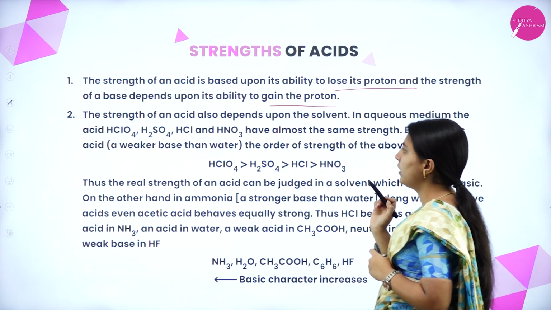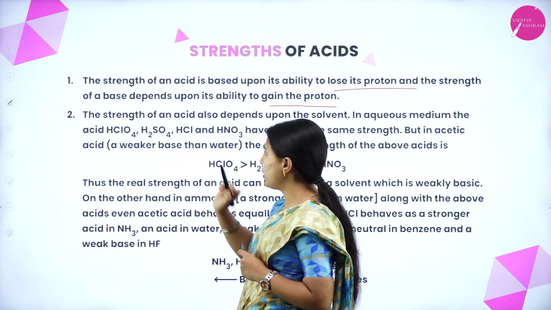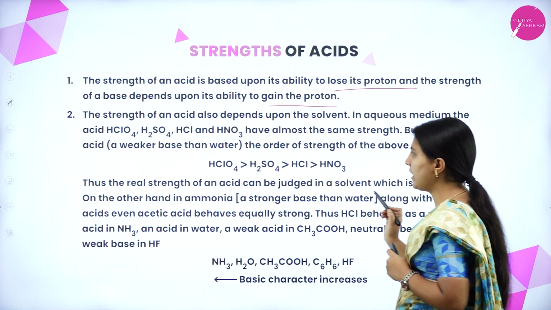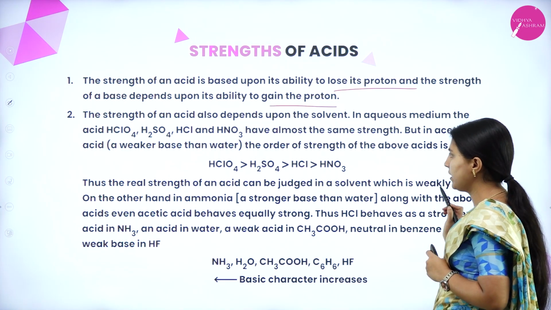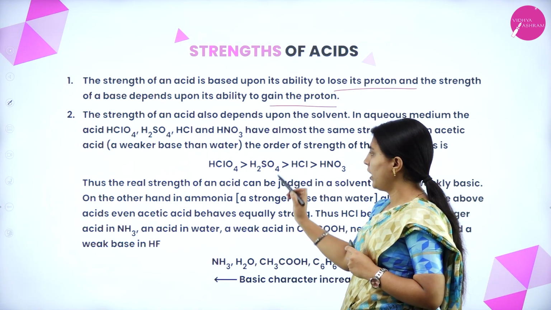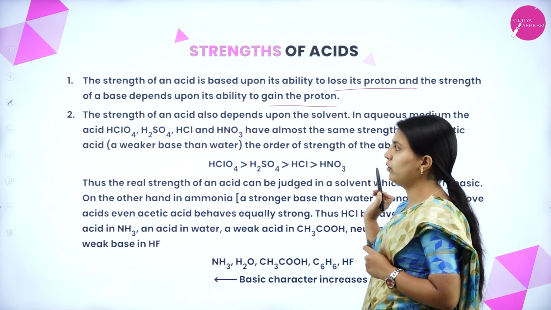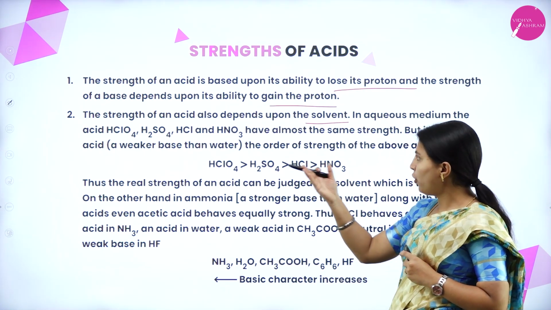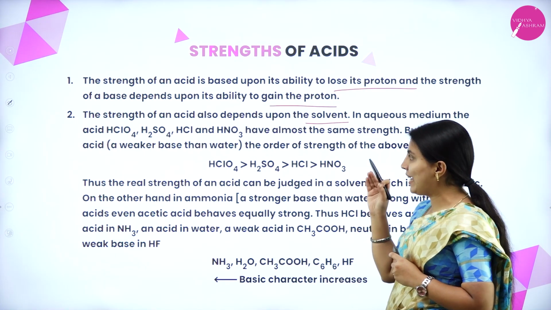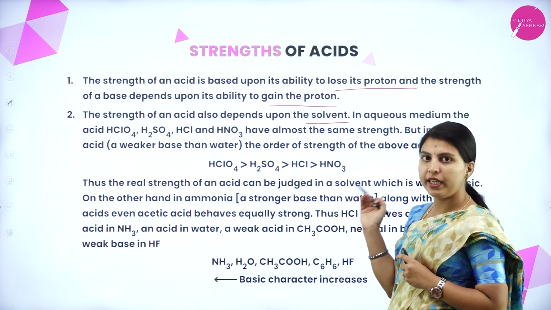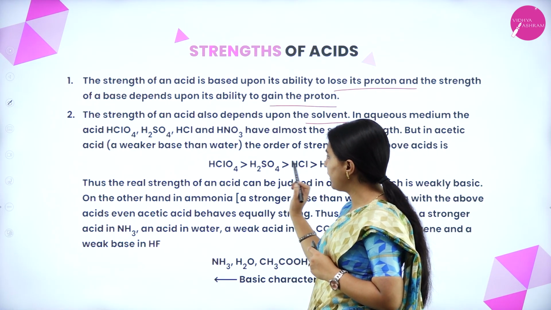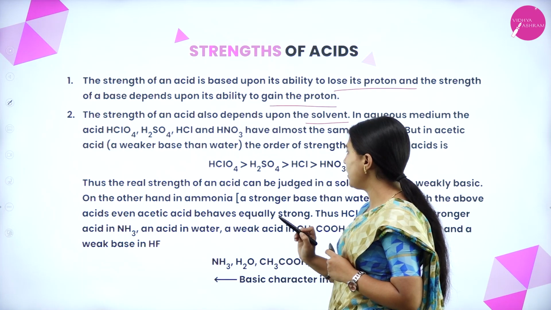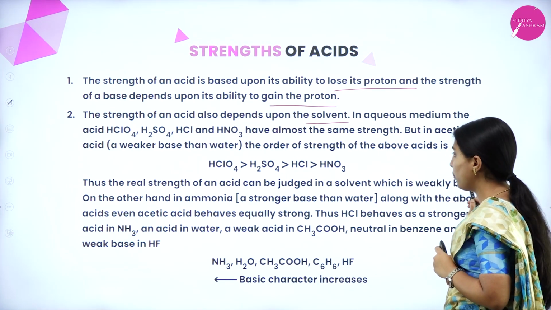In aqueous medium, the acids HClO4, H2SO4, HCl and HNO3 have almost the same strength, but in acetic acid, the order of strength of these acids is HClO4, H2SO4, HCl and HNO3. So the strength of an acid also depends on the solvent. In aqueous medium, these acids have the same strength, but in acidic medium the order differs: first HClO4, next H2SO4, next HCl, next HNO3. Thus, the real strength of an acid can be judged in a solvent which is weakly basic.